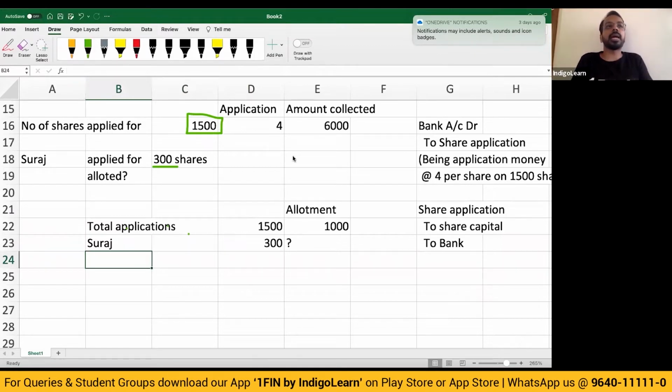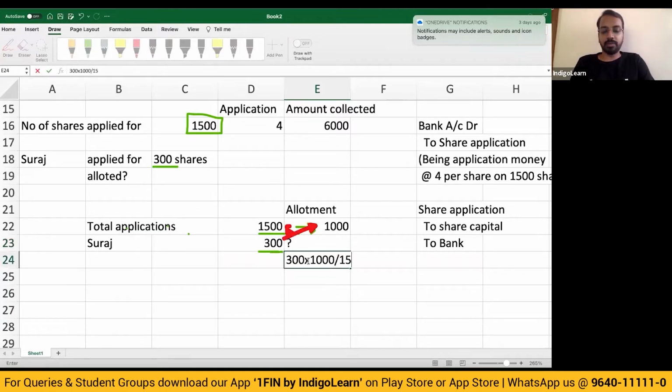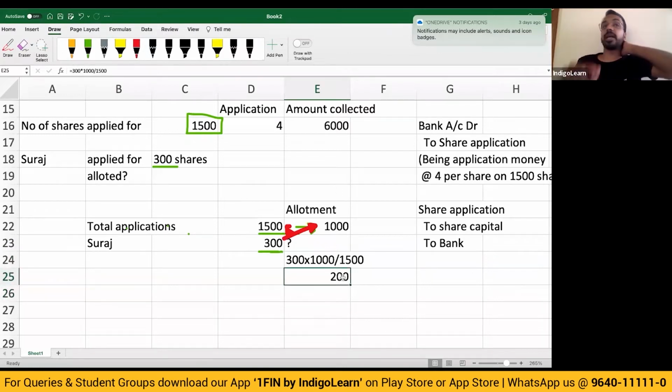See, we have to do a pro rata allotment or proportionate allotment. Proportionate allotment means if 1500 applications get 1000 shares, how many shares will 300 applications get? For this, you do a simple cross multiplication: 300 multiplied by 1000 divided by 1500. This is called pro rata allotment. So Suraj will get 200 shares allotted. Now the extra 100 shares amount, whatever I have paid, will be adjusted against the allotment. Any doubt so far?